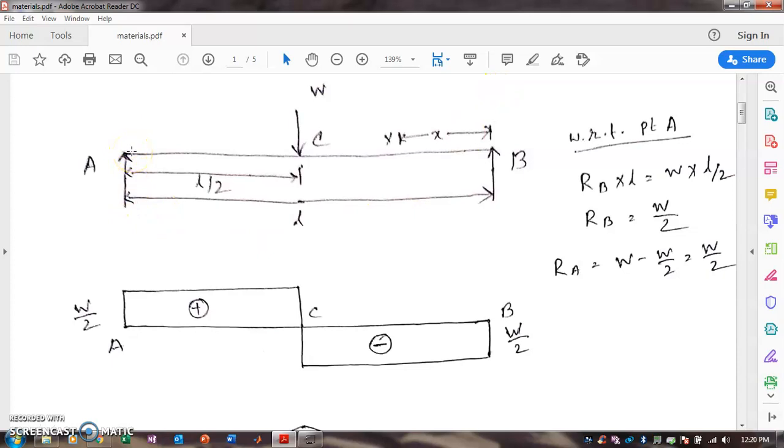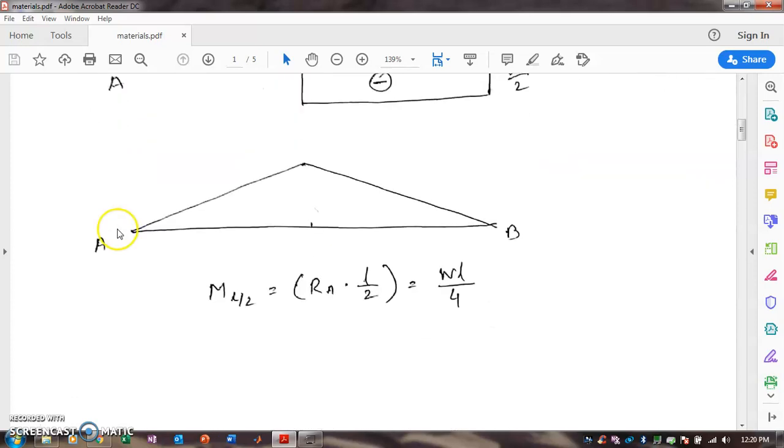And again, we go back to the sign convention, that bending moment due to any force always follows the y-axis. So any bending moment due to an upward force will be positive, and bending moment due to a downward force will be negative. So here the bending moment due to RA at this point will be positive, and similarly the bending moment at point C due to RB will be positive.